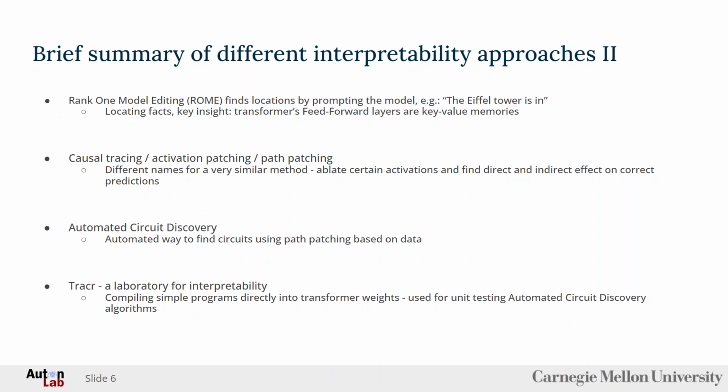It relies on causal tracing, and in interpretability research, there are different methods like activation patching and path patching, which are actually different names for a very similar method, which basically is about ablating certain activations. So basically substituting these activations with different values, like zeroing out or taking a mean over in-distribution training samples, and trying to find the direct and indirect effect of such substitutions on correct predictions.